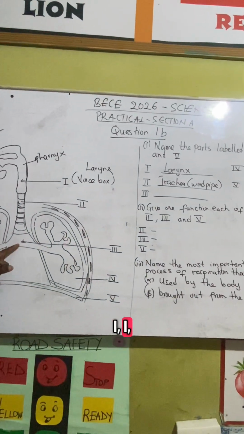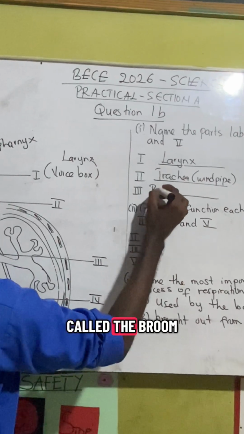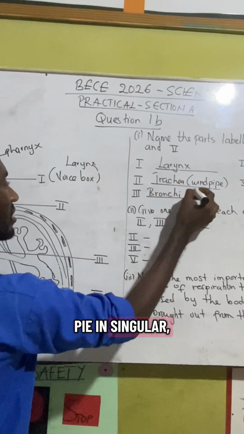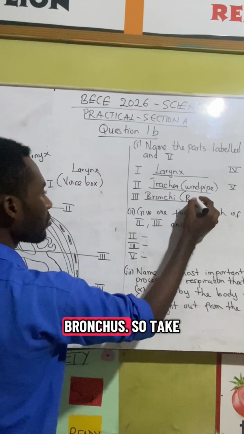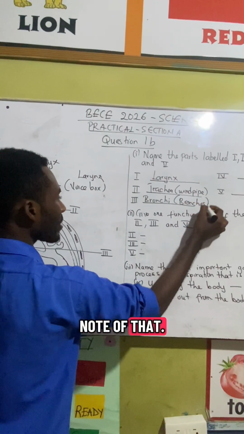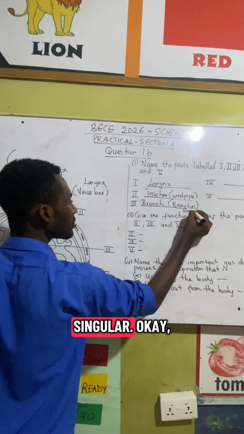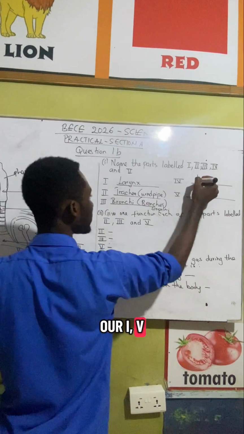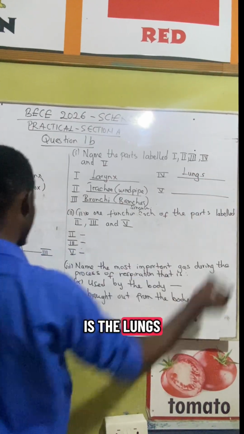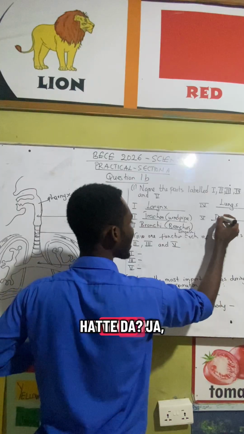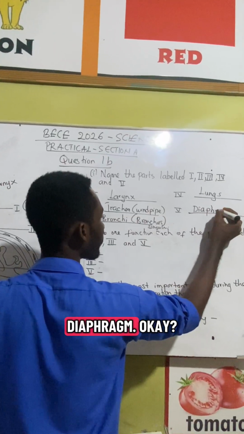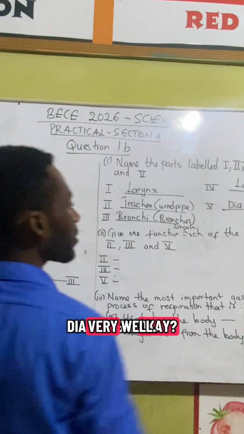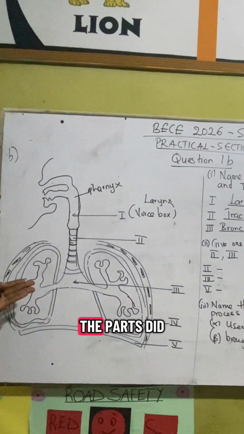Then our III, this part is called the bronchi. In singular, it's called the bronchus. So take note of that. This is for singular, okay? Now, we have our IV. Our IV is the lungs. Our V is also known as the diaphragm. Check your spellings very well. It's very important. So these are the parts.